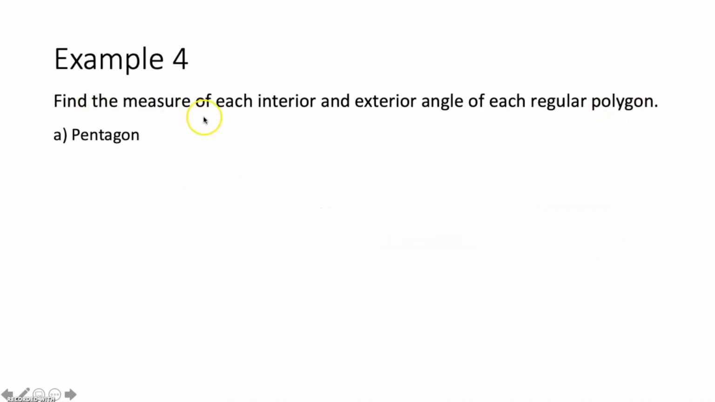Example 4 says find the measure of each interior and exterior angle of each regular polygon.